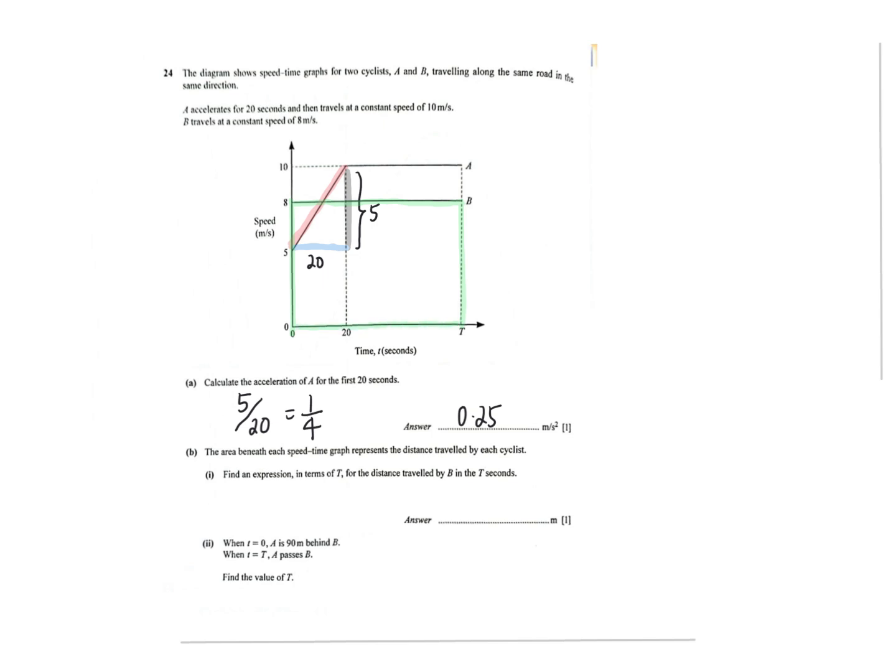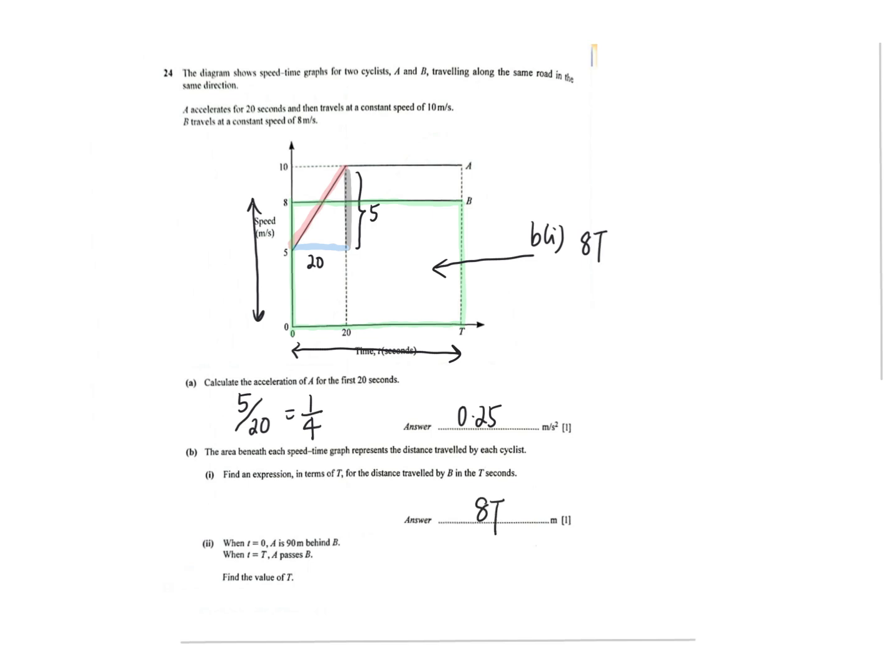Okay. So find the area of the green part, which is area of rectangle, B part 1. So it will be 8 times T. They say leave it as an expression in terms of T. So just give me 8T will do.